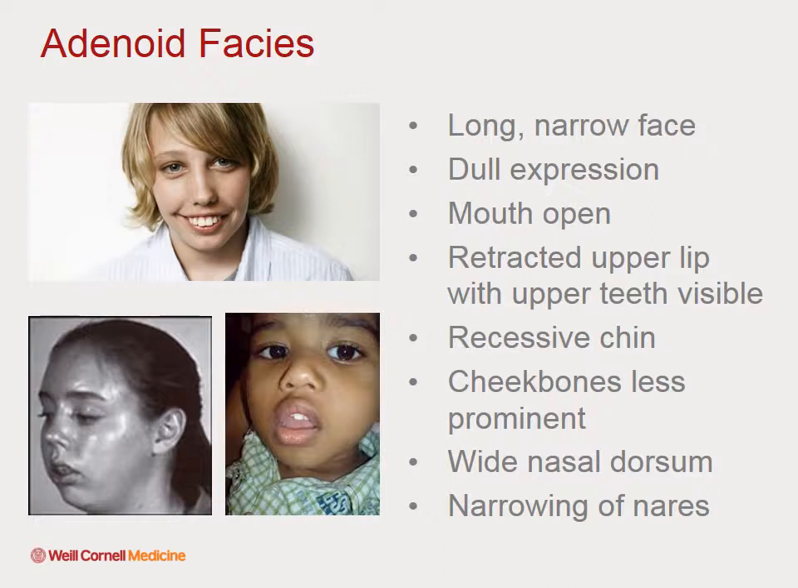So this is what we refer to as adenoid facies. This is a very characteristic appearance that you'll see in people on the street and in patients that come into your office. They have a long, narrow face, kind of a dull expression with the mouth being open. The upper lip is retracted so you can see the upper teeth. There's a recessive chin. The cheekbones are less prominent, a wide nasal dorsum, and a narrowing of the nares themselves. What we're really looking at here is mid-face hypoplasia, and the reason for this comes from the nasal congestion.